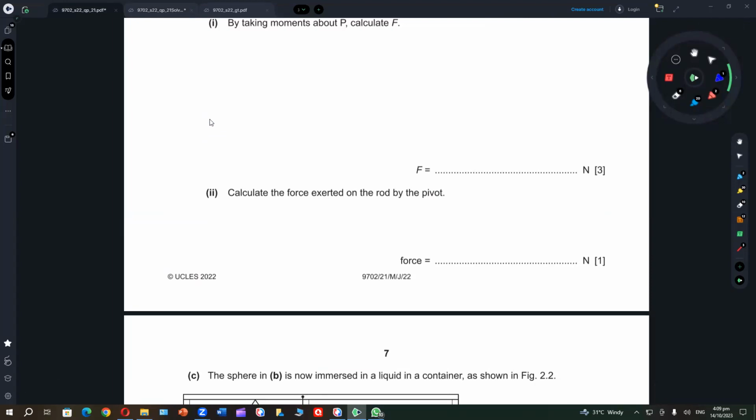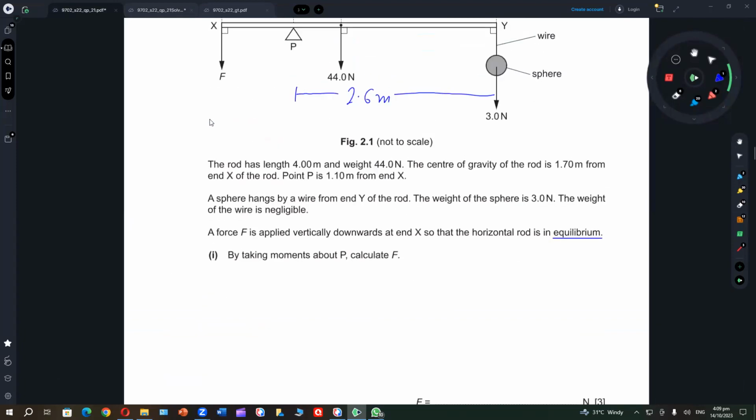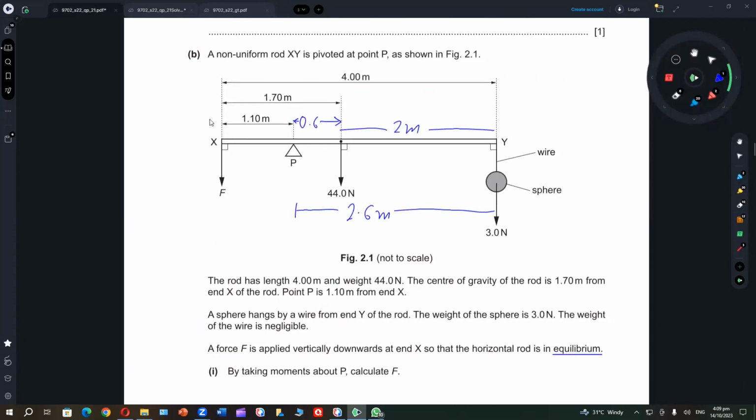Calculate the force exerted on the rod by the pivot. So if I draw a force here, this one, this is the force, let's say it's X. How can we find this force?